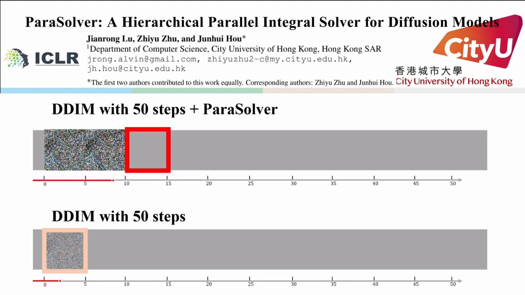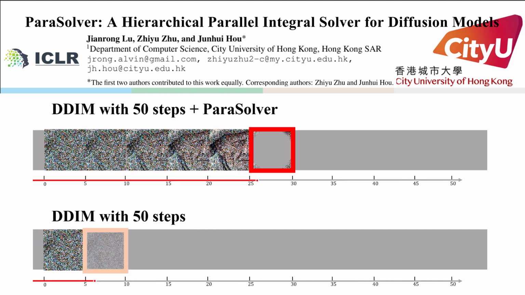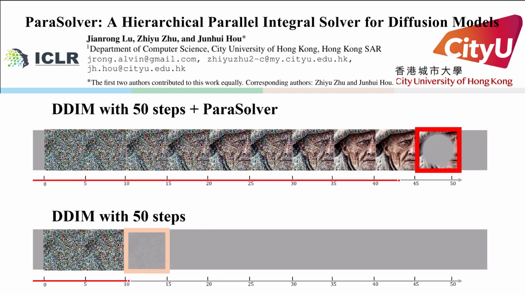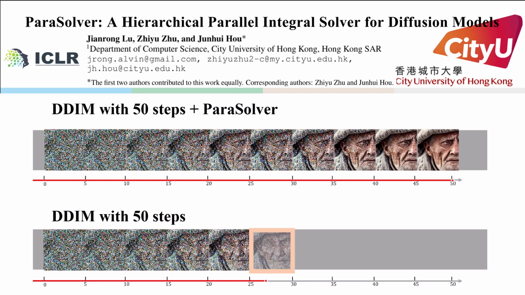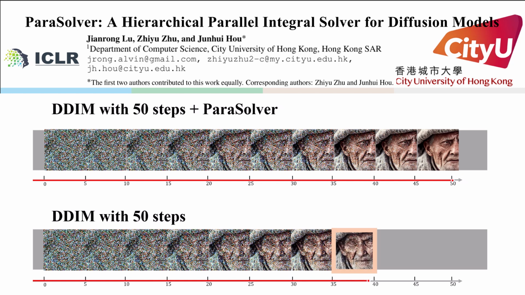This paper introduces ParaSolver, a hierarchical parallel sampling algorithm for diffusion models, which reformulates the sequential diffusion sampling process into a nonlinear equation system with a banded structure. Our experiments demonstrate that ParaSolver achieves up to 12.1 times speedup in wall clock time while maintaining comparable generation quality, setting a new state-of-the-art in this domain.